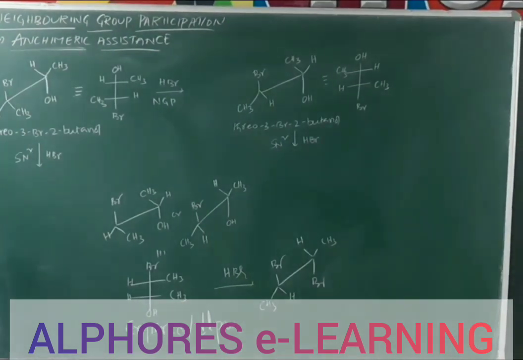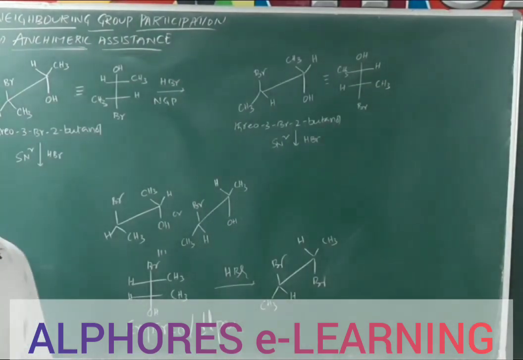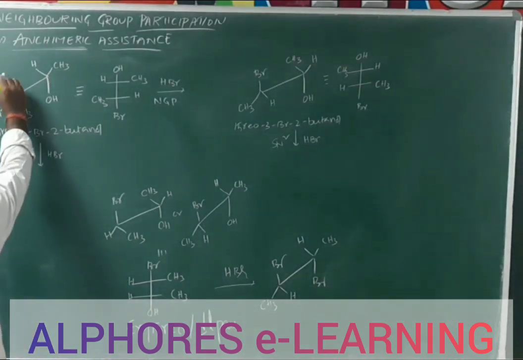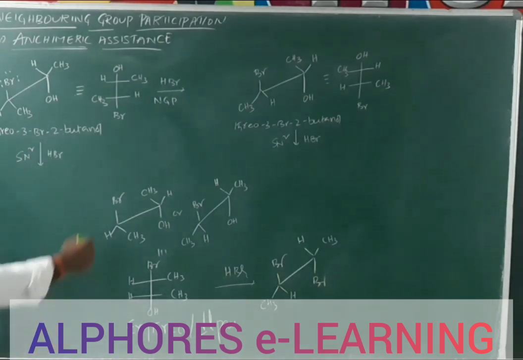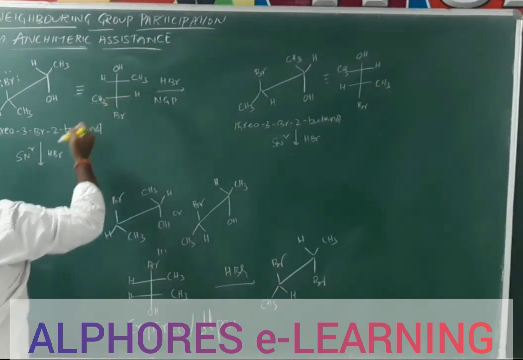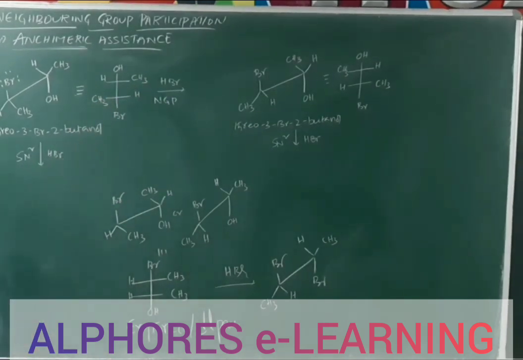Now, anchimeric assistance with respect to halogens. Since halogens also possess lone pairs of electrons, they can also take part in anchimeric assistance or neighboring group participation. Let us see this example: threo-3-bromo-2-butanol. Again, threo here, the same groups are on opposite sides. This is the threo compound, upon treatment with HBr.